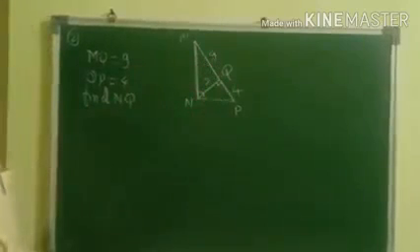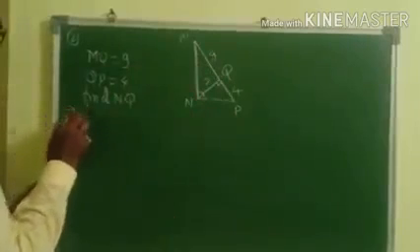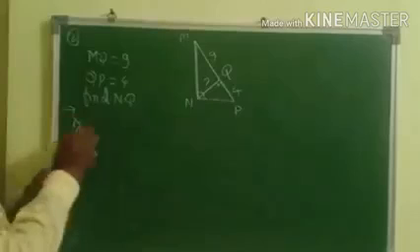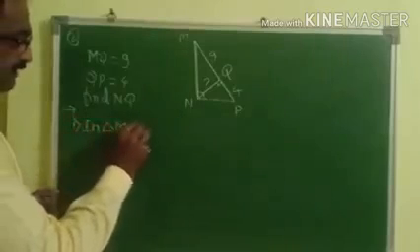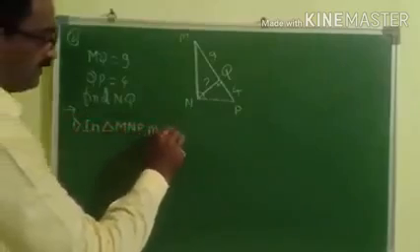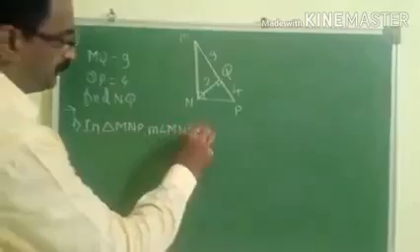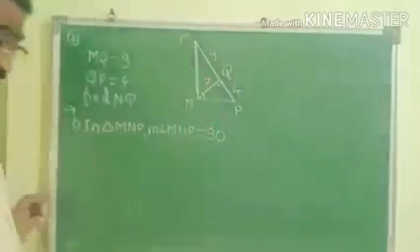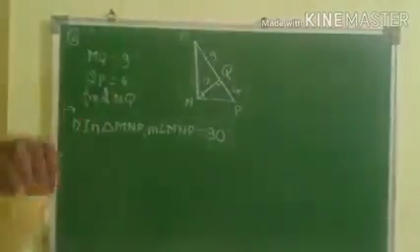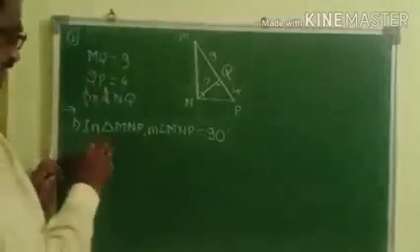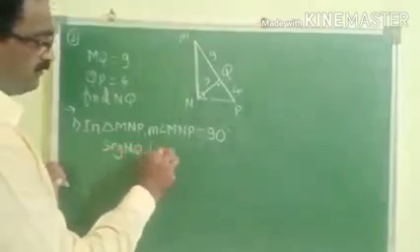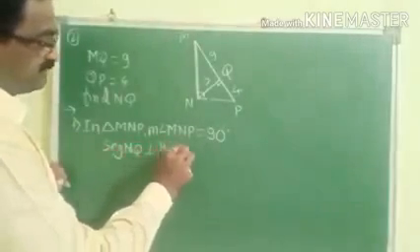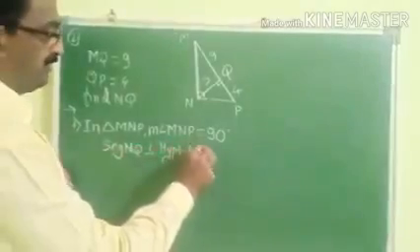How to write it? What are the required things? That triangle must be a right angle triangle. Therefore, in triangle MNP, measure of angle MNP is equal to 90 degrees. That is the required condition. Also, what is another required condition? That segment NQ is perpendicular to the hypotenuse MP.